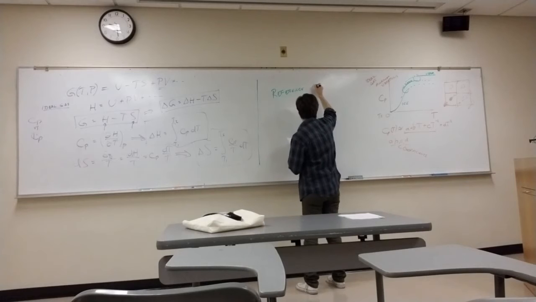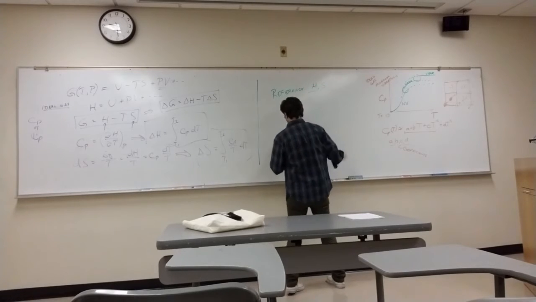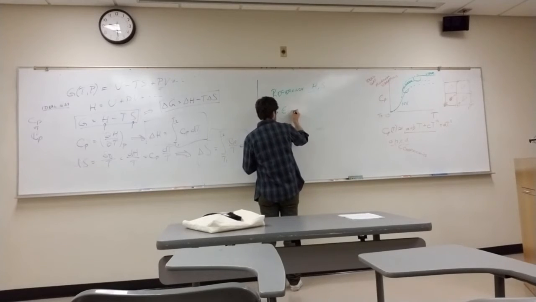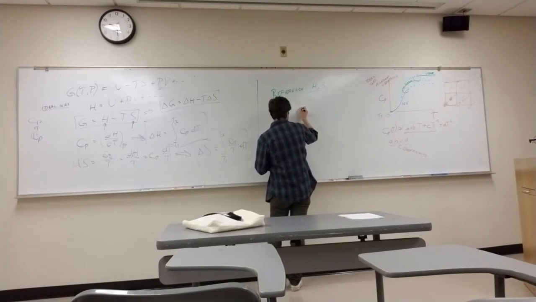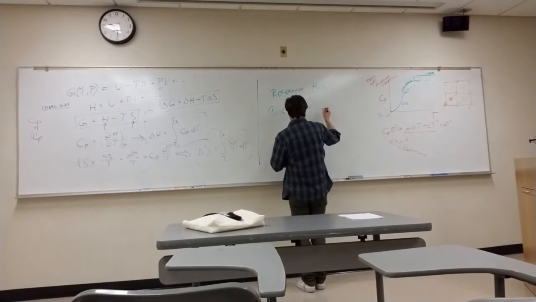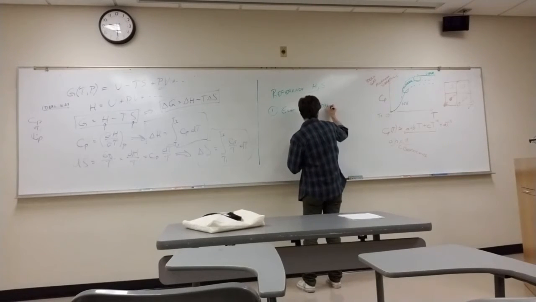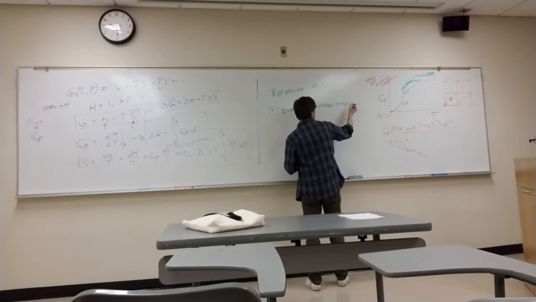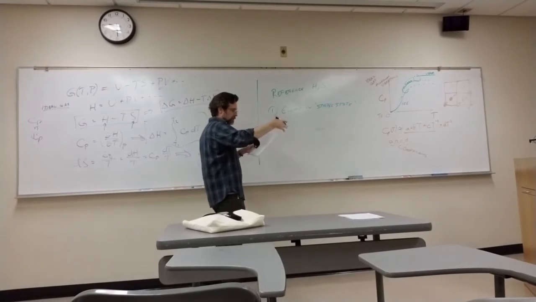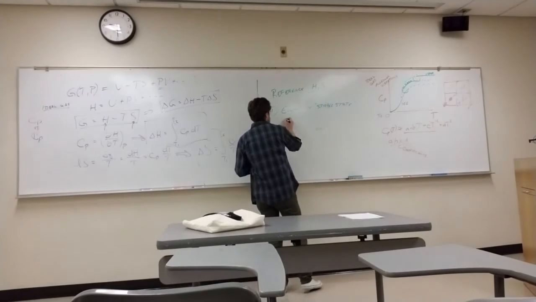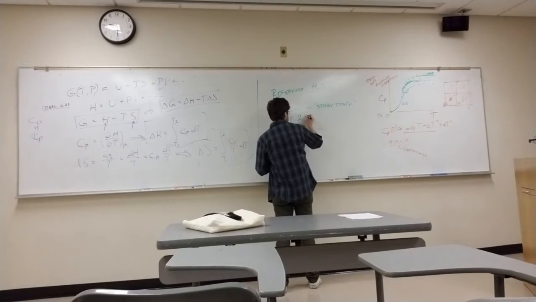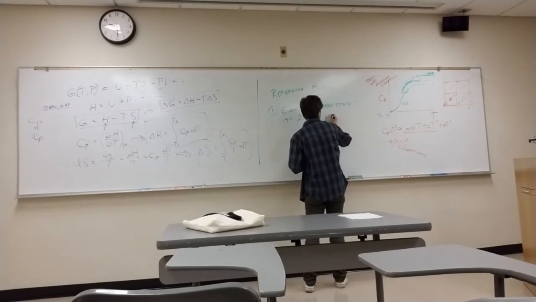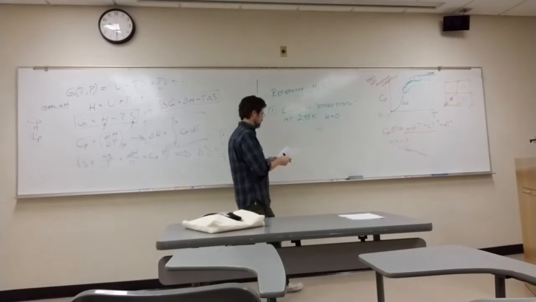Reference H and S. So, one, elements in stable state. By stable state, I mean the state that they appear naturally at that temperature. And that temperature is 298 K, H equals 0.